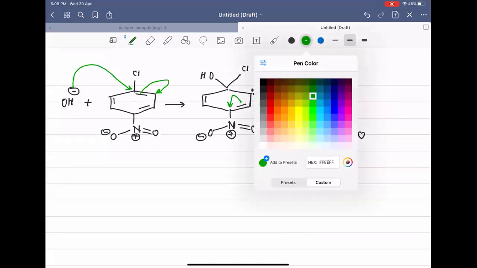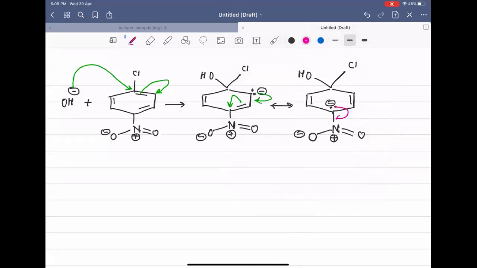And how is this done? This can be easily done here, as you can see. This moves out and this goes here. So you may have one more resonating form generated, which takes the electron pair out.